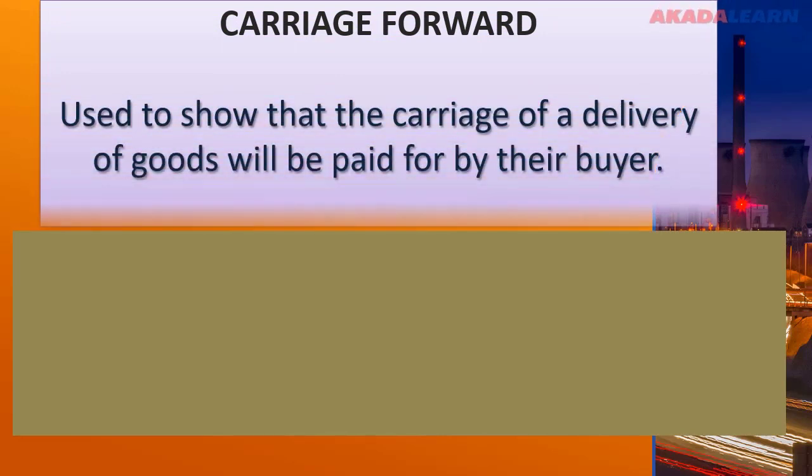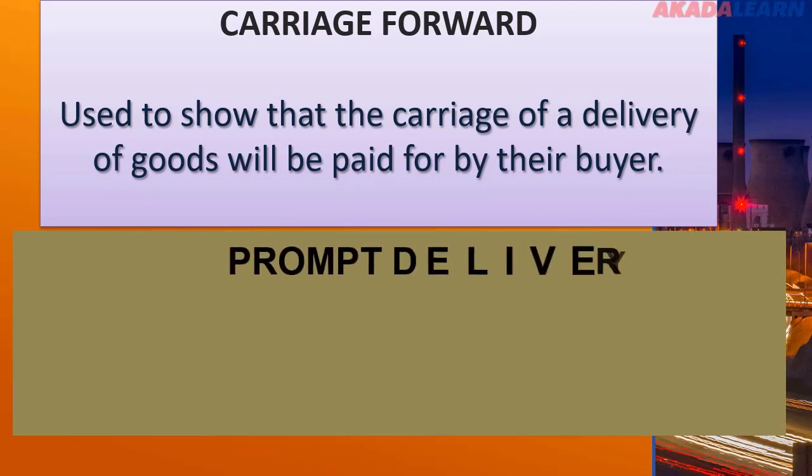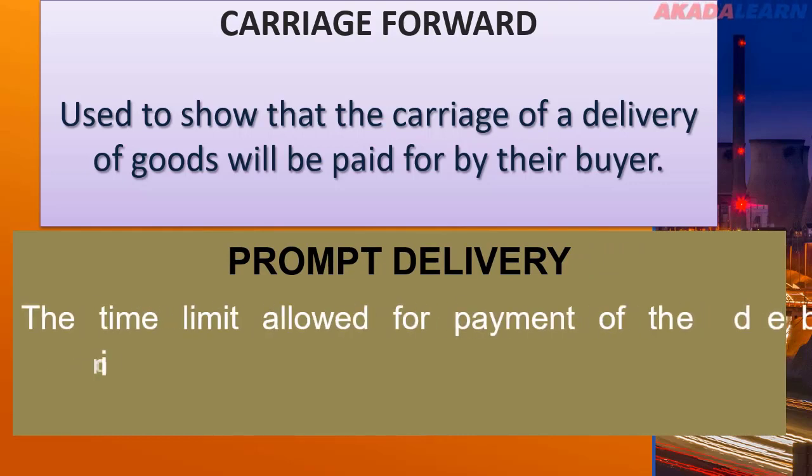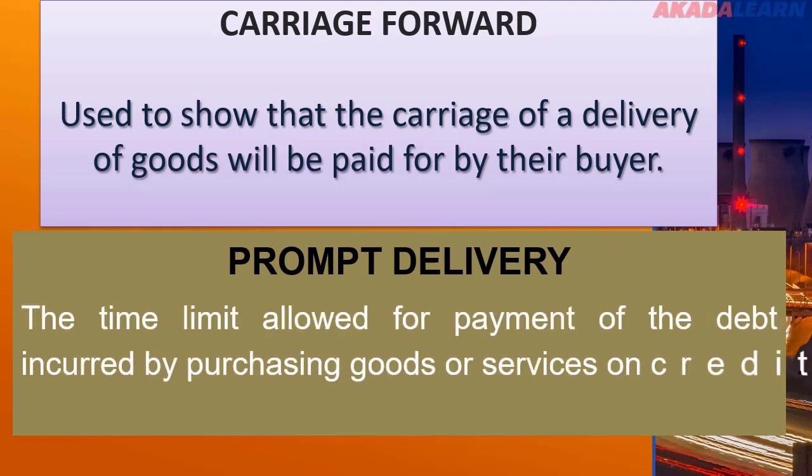The next term of trade we'll be looking at is carriage forward. Carriage forward is used to show that the carriage of a delivery of goods will be paid by the buyer. Next is prompt delivery. The time limit allowed for payment of a debt incurred by purchasing goods or services on credit is called prompt delivery.